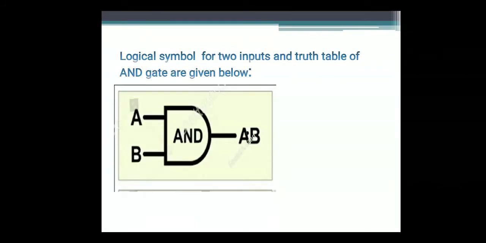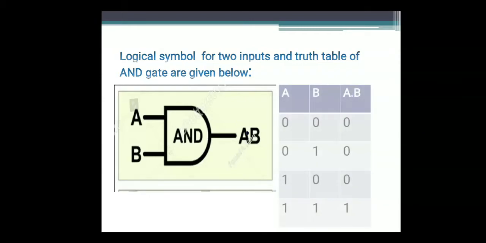This is the logical symbol for the AND gate. A and B are the input signals and A dot B will be the output. And this is the truth table for the AND gate. A and B are the inputs. A dot B is the output. See here, only when all the inputs are 1, the output becomes 1.